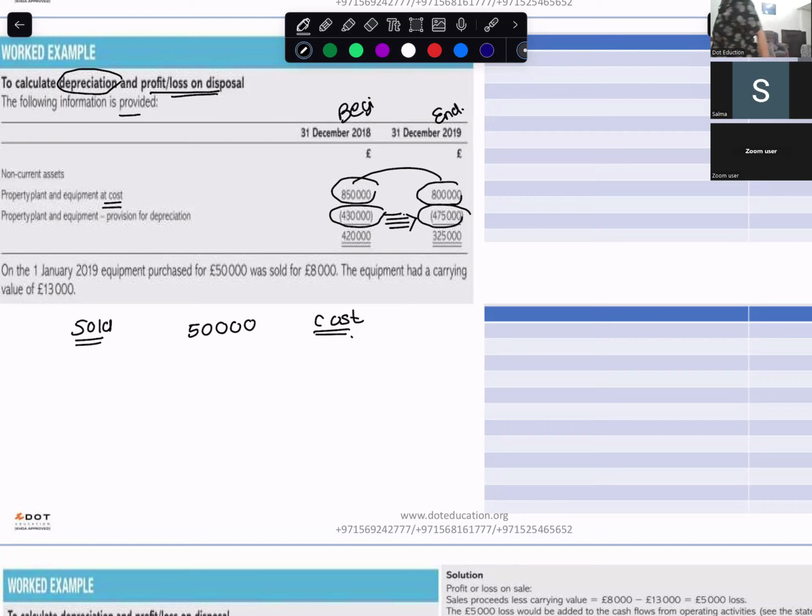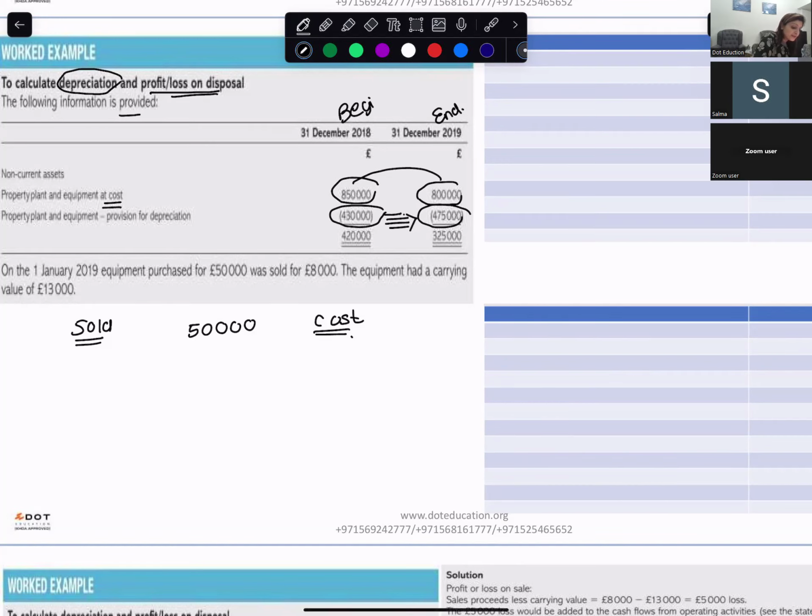What do you have to calculate? You have to calculate the profit or loss on sale of asset. Are you with me? How do you calculate depreciation? You just add it on to your operating profits. But how will you calculate the depreciation? What is the depreciation for the current year?